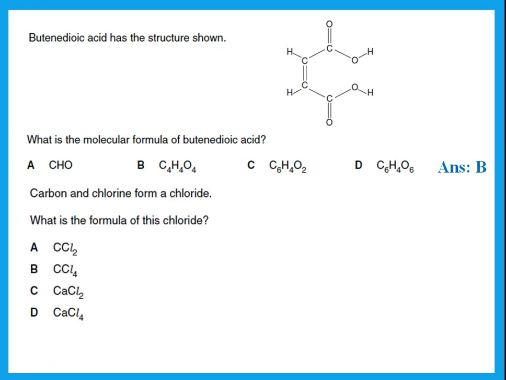Carbon and chlorine form a chloride. What is the formula of this chloride? So he wants a compound of carbon and chlorine. Now carbon is C or Ca? Ca is calcium, not carbon. So C and D are totally wrong. So let's look at A and B. Carbon has a valency of what? Carbon is in group 4, so it has a valency of 4. So actually you should have 4 under the chlorine. So your answer is B. Do we agree with all of this?